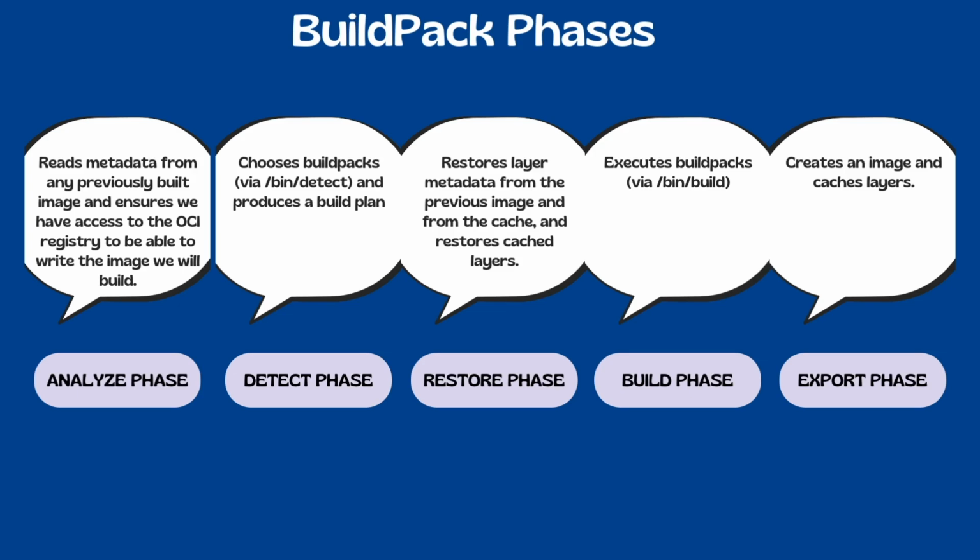This phase restores layers, metadata, and any cached layers from a previous image, helping to optimize the build. Fourth is the Build phase. Next, the buildpacks are executed using /bin/build, where your app's components are compiled and packaged. Finally, the Export phase. It creates an image and the layers are cached, preparing your application for deployment. Together, these phases streamline the entire containerization process from start to finish.